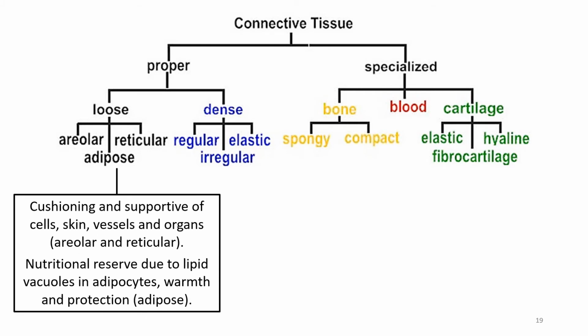So our loose proper connective tissue is about cushioning and supporting, whether it's supporting cells, supporting the skin, supporting vessels, or even whole organs. It's also about nutritional reserve, particularly if we're talking about adipose tissue. So you have lipid vacuoles in adipocytes. That's why you get basically fatter, because you develop more adipose tissue if you have an excess of these fats that you haven't burnt off, of course. And also warmth and protection.